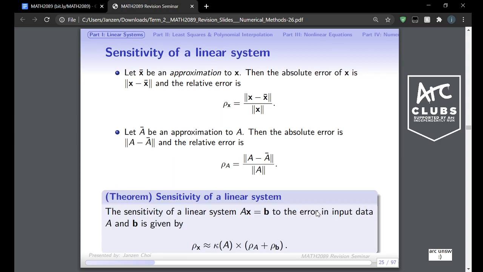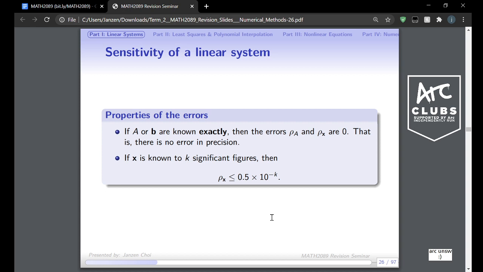Okay, sensitivity of a linear system. These are the expressions for the absolute and relative errors of vectors and matrices. The sensitivity of a linear system is the relative error of the solution X, which is approximately the sum of the relative errors multiplied by the 2-norm condition number of the matrix. Again, if they don't specify it, just assume it's the 2-norm.